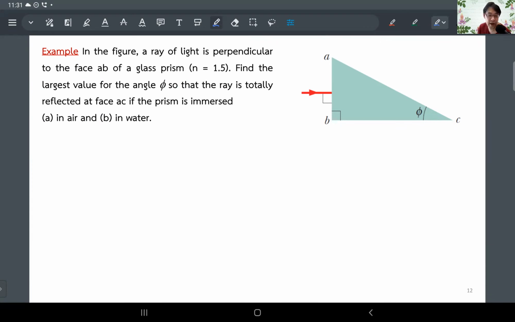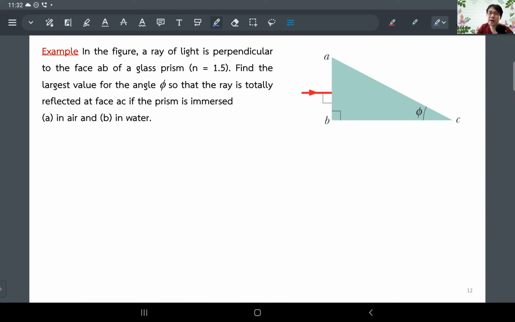It's kind of nice. Okay, in the figure, a ray of light is perpendicular to the face AB of a glass prism, given n. Find the largest value of the angle phi so that the ray is totally reflected at the face AC if the prism is immersed in air. And of course, once you're done with that, let's change it to water. All right, you want to give it a shot?